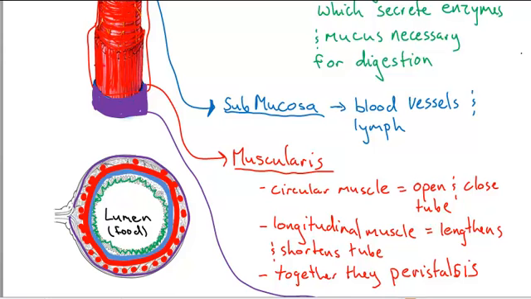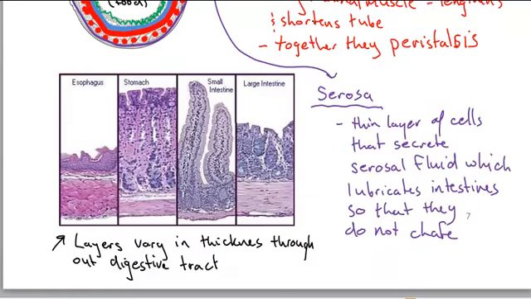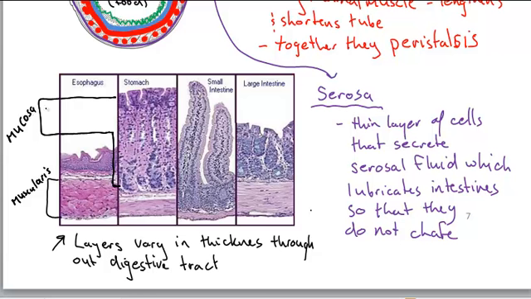And then if you look down here, you can see the esophagus, which is mainly concerned with moving stuff, has a really thick muscularis. Whereas the stomach, which does a lot of secreting, has a big amount of mucosa. So it varies depending on the function of that section of the digestive tract.